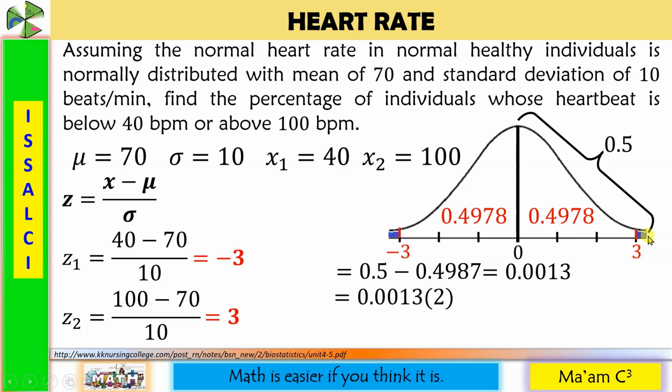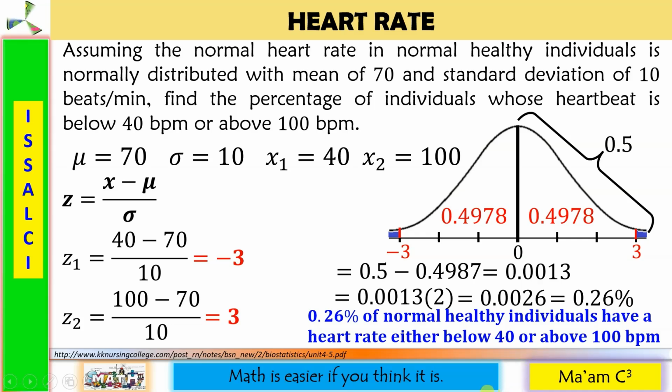So I'll simply have to multiply 0.0013 by 2. And this will give me 0.0026. Let us move the decimal point 2 places going to the right. And this will give us 0.26%. Last step, let us interpret. 0.26% of normal healthy individuals have a heart rate either below 40 or above 100 beats per minute.